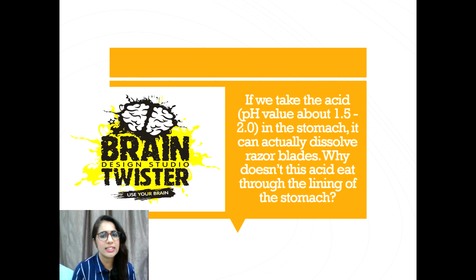Okay, now the acid in the stomach, with a pH value of about 1.5 to 2, can actually dissolve razor blades. But why doesn't this acid eat through the lining of the stomach? Well, the lining of the stomach has mucus. Mucus protects the lining of the stomach from acids in the gastric juice.